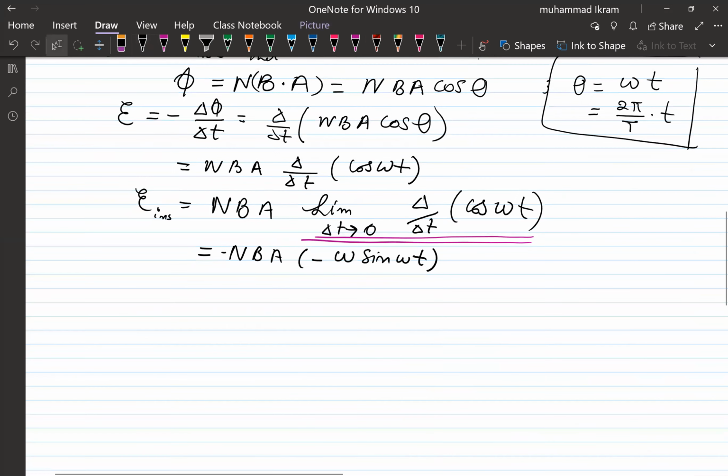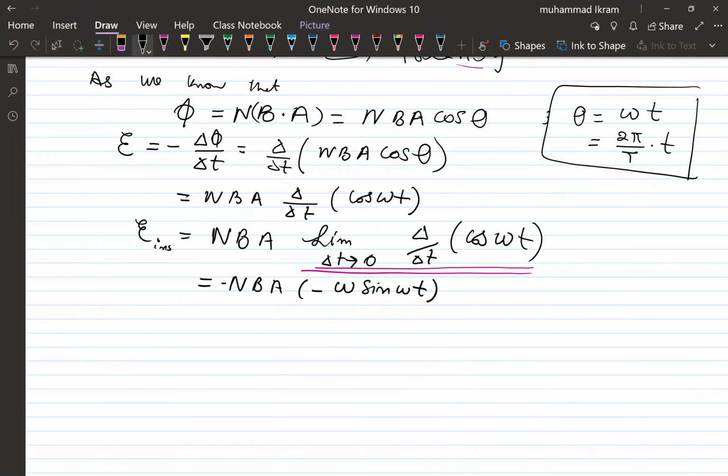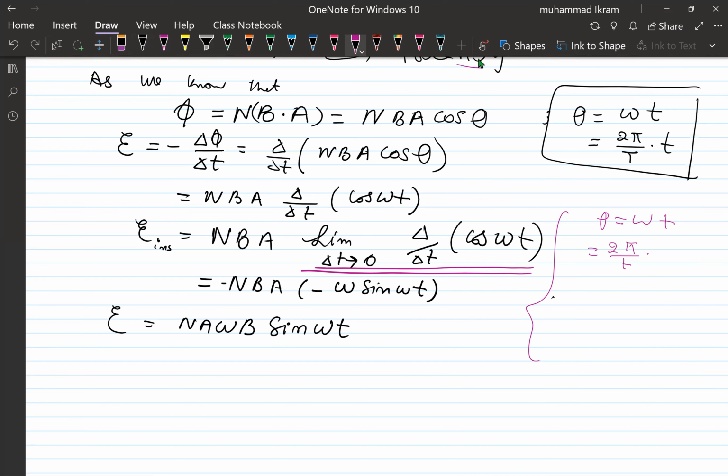Now, look, we can write the instantaneous EMF like this, that this will become equal to n A omega B into sine omega t, right? As I told you, theta is equal to omega t, and in turn omega t is equal to 2 pi by T. So even for your MCQs, you can just see, look, your t can be 0.